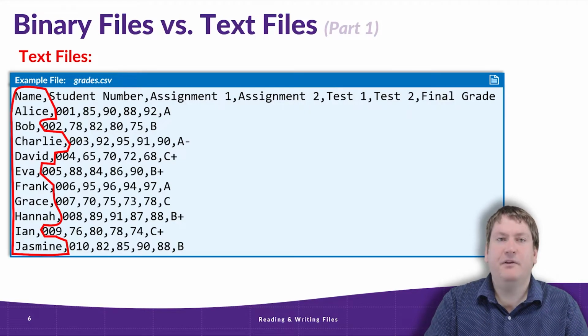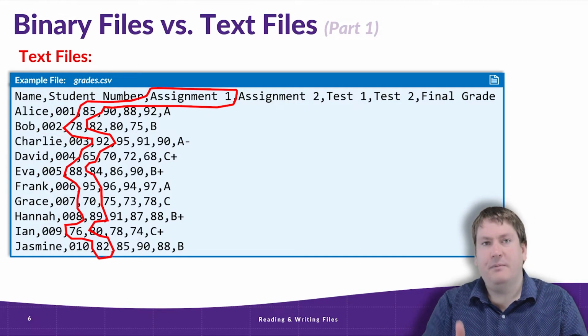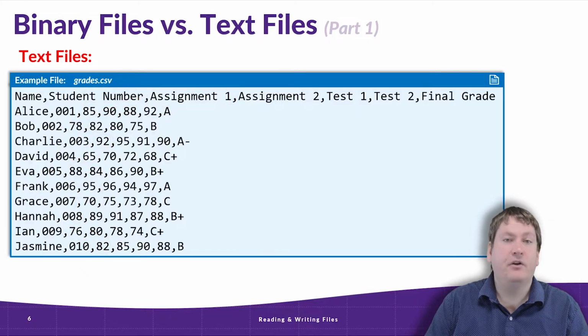There'd be a name column of all the students' names. There's a student number column with all the different student numbers for the students. There's an assignment 1 column with all the different grades for assignment 1, and so on up to final grade.